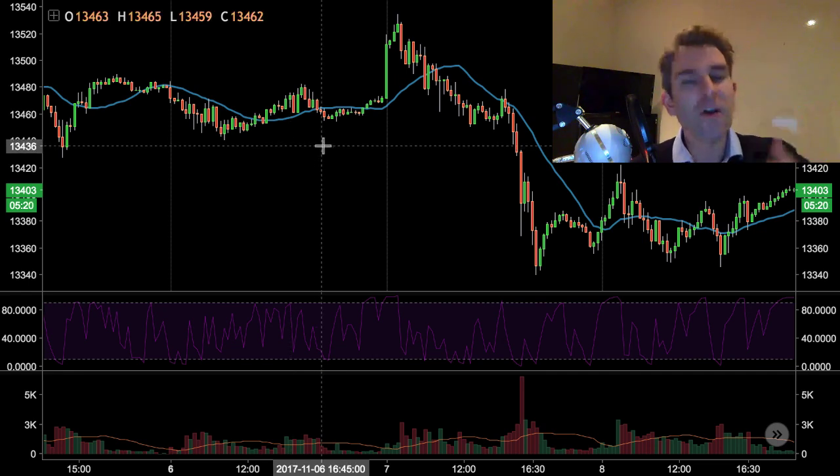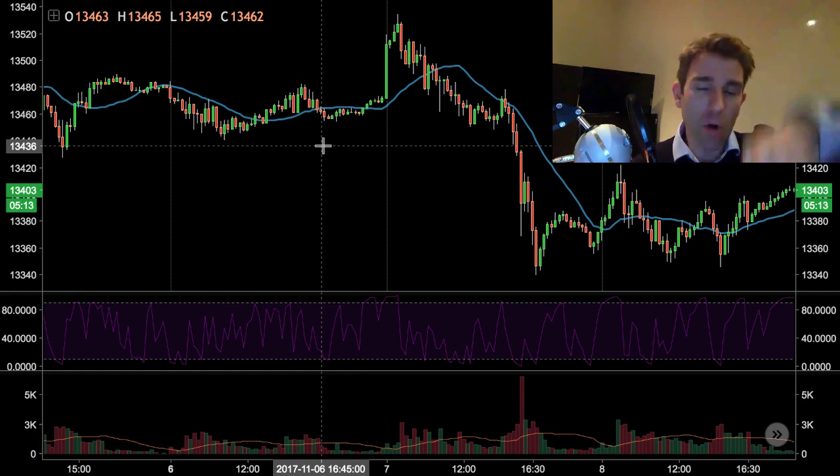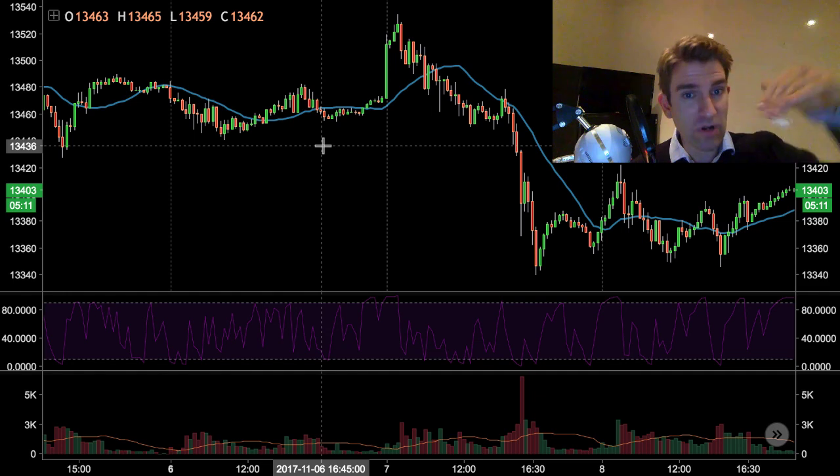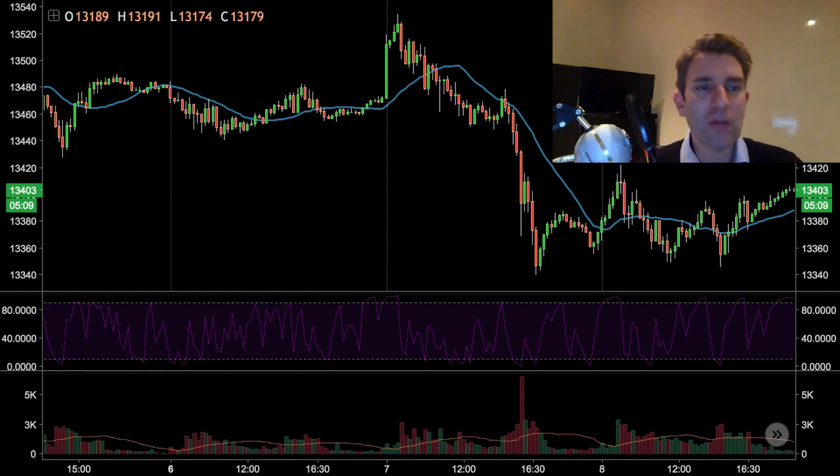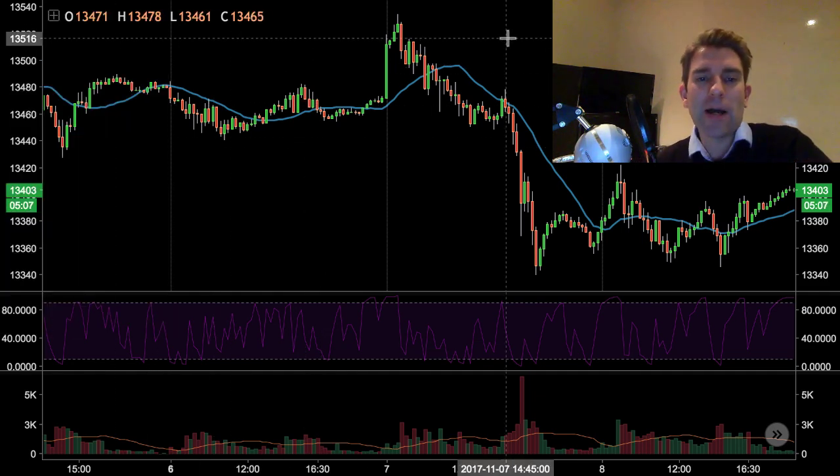But my rules are: first overbought condition on a downtrend on the 2-period RSI, I'm selling. First oversold condition on an uptrend, so uptrend first oversold, I'm buying. Let's have a look how it would potentially work out.